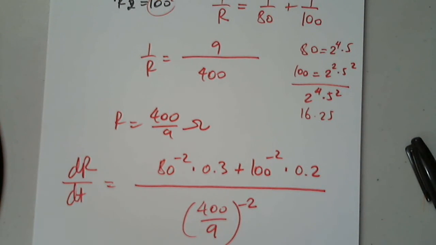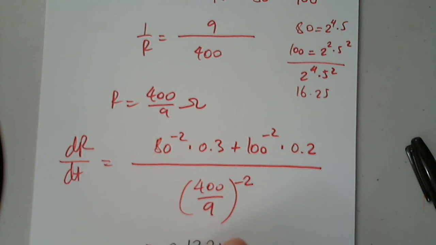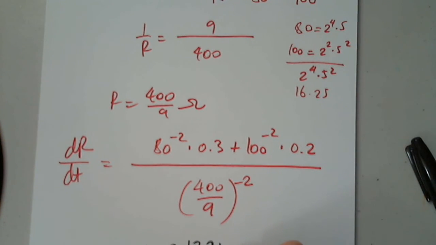Okay, so the answer is 0.1321. Measurement unit. Ohms per minute. Second. Very good. Awesome. Well done.